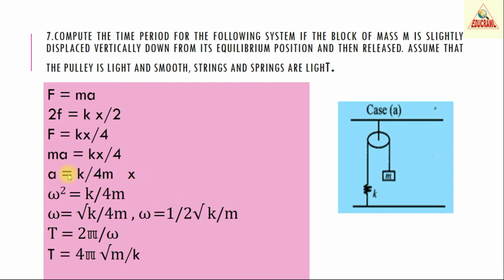So here acceleration is equal to some constant into displacement. So this is an SHM whose omega value is given by omega squared is equal to k by 4m. So omega will be equal to square root of k by 4m. Hence, substituting this omega value in the time period expression, we have T is equal to 2 pi by omega. Substituting the omega value, we have T is equal to 4 pi into square root of m by k. So for the first case, we have found the time period. We will move on to the second case.